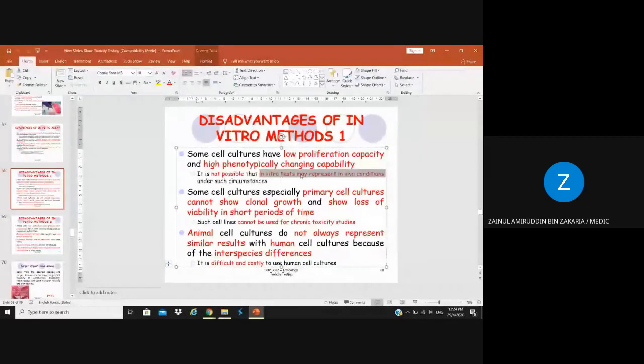Some cell cultures, especially primary cell cultures, cannot show clonal growth and show loss of viability in short periods of time. They tend to die; they have a short period of time to live. So they cannot be used for chronic toxicity studies.